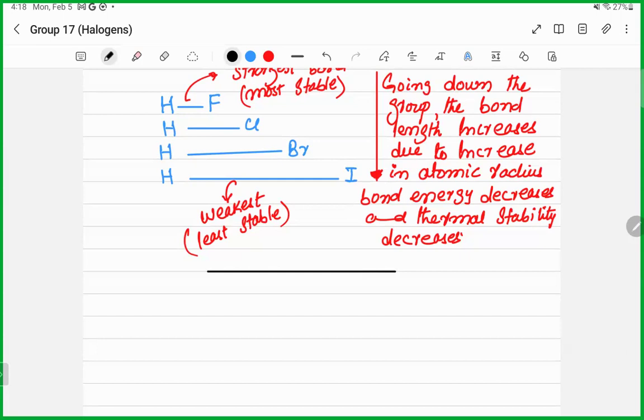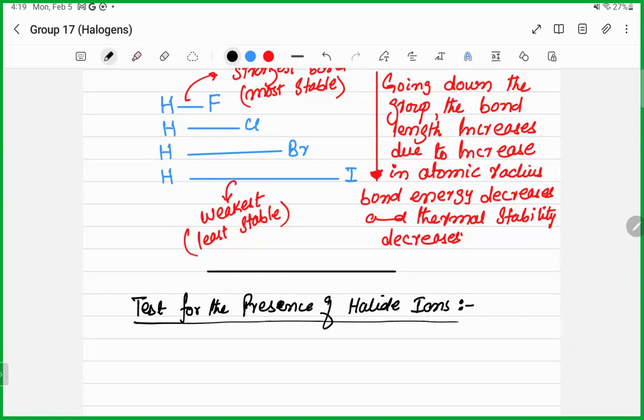And then the last section of this simple topic before we move towards the other reactions of halide ion. Let's do the thing which we have done in our O levels and in our practical as well, which is the test for the presence of halide ions.